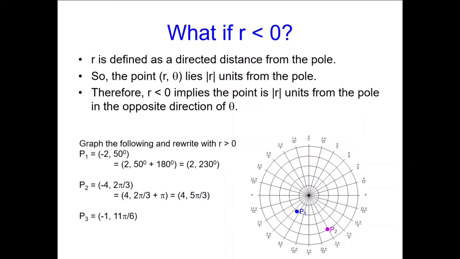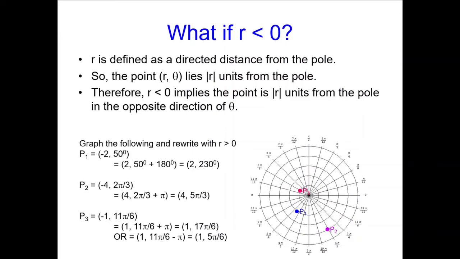Okay. Let's do one more. So (-1, 11 pi sixths). So 11 pi sixths is actually down here in quadrant 4. So I'll go 1, and then I'll go to the 11 pi sixths. Notice I can just go clockwise there since I know where that angle is. But then to go a negative 1, I'm going to go exactly opposite of that. And so where we end up is 11 pi sixths minus pi, so we end up at (1, 5 pi sixths). Okay, so negative r just means we're going in exactly the opposite direction.